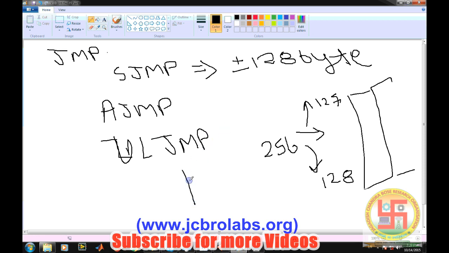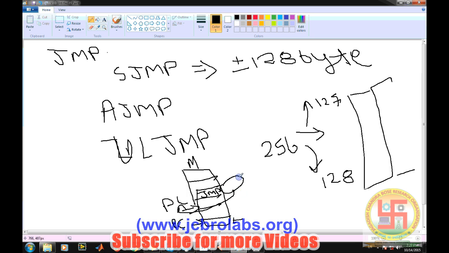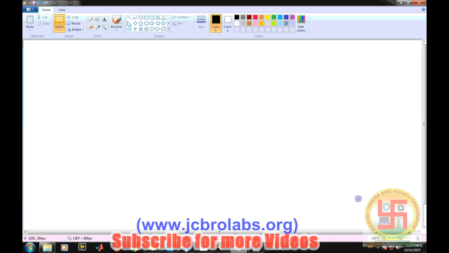In this LJMP, suppose this is the main program and this is the program counter, and the jump instruction is here to denote the address. So what will happen is, whatever address is there will go into the program counter, and then the program counter will point to the instruction from where our next instruction needs to be executed. So this is how these jump instructions work. Now there are several kinds of jump instructions. These were the normal jumps.